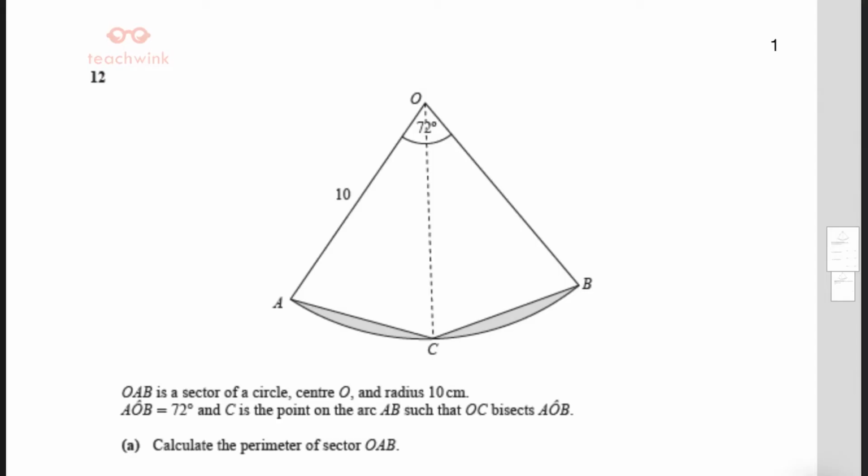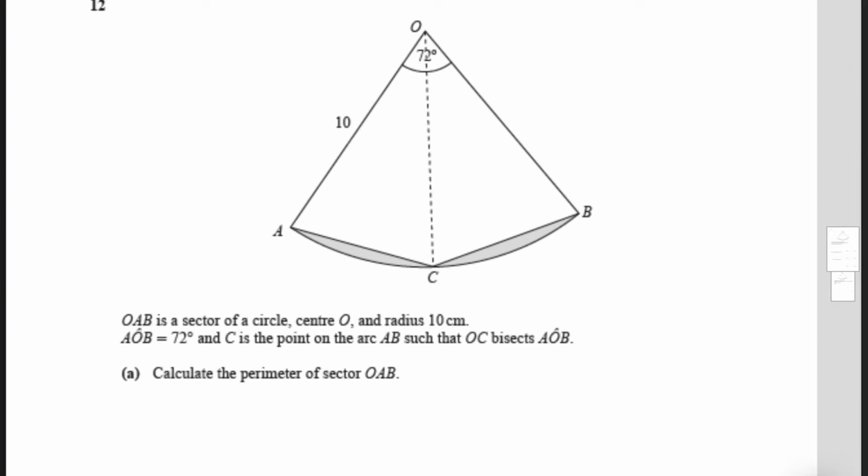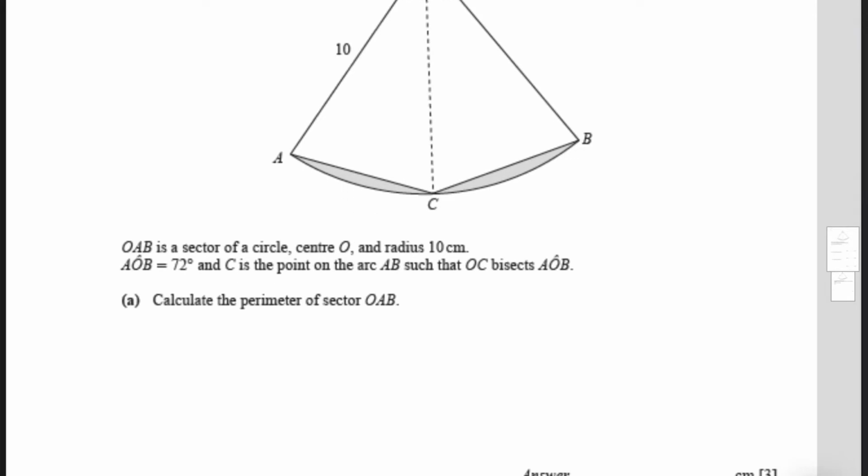So let's start. In this question, they've given us this shape, and the question reads, OAB is a sector of a circle, center O and radius 10 centimeters. AOB is 72 degrees, and C is the point on the arc AB such that OC bisects AOB right in the middle. The first part says calculate the perimeter of the sector OAB.